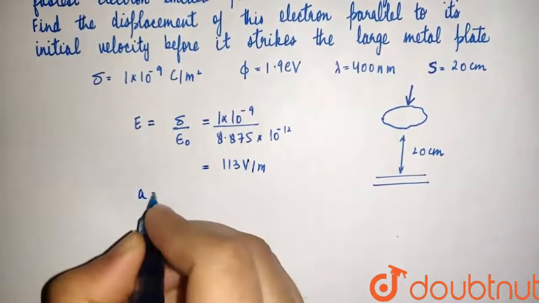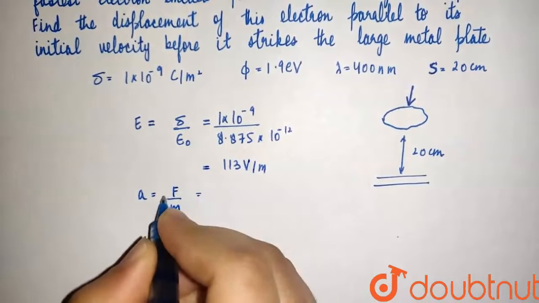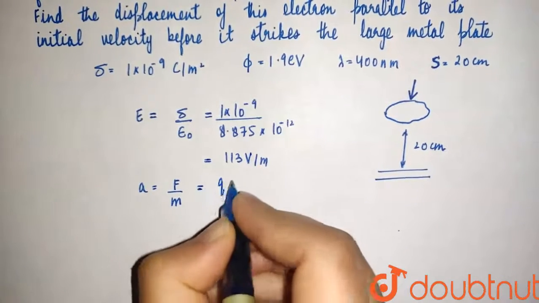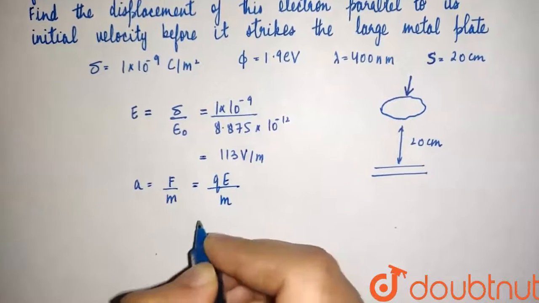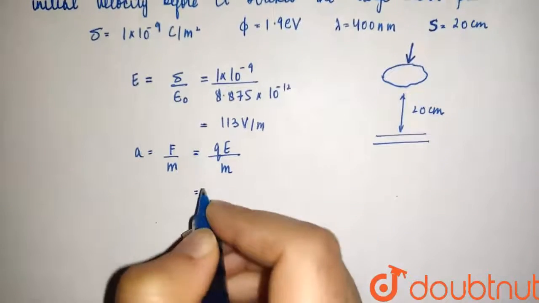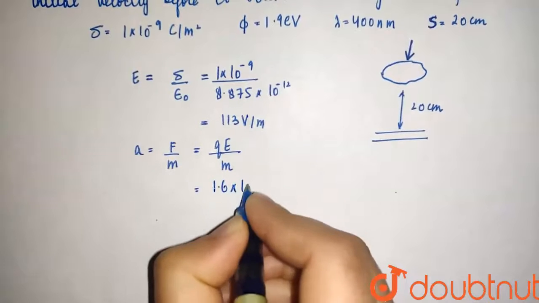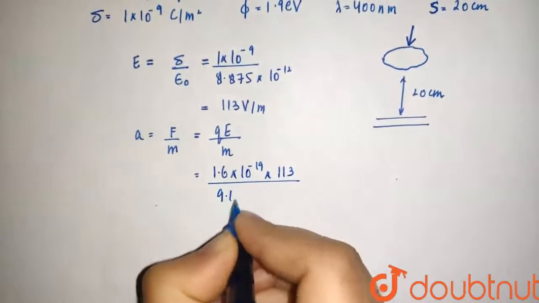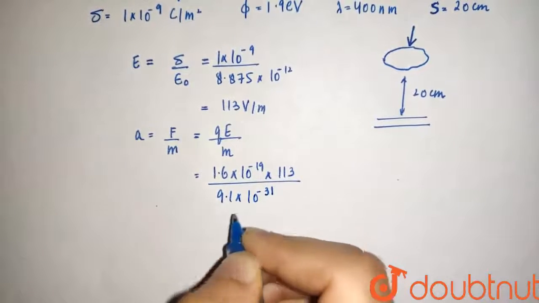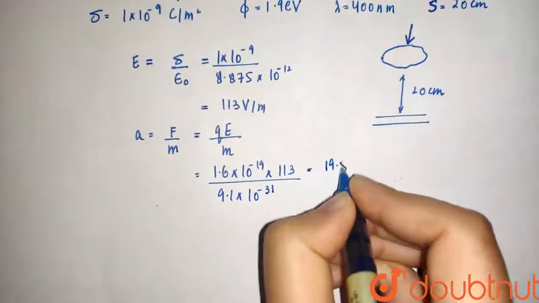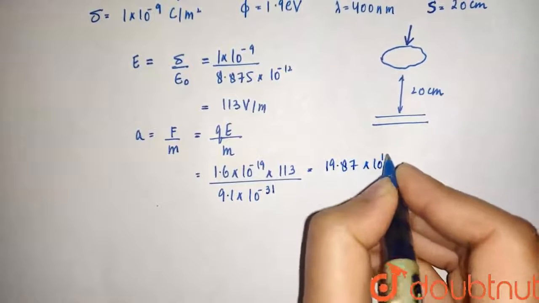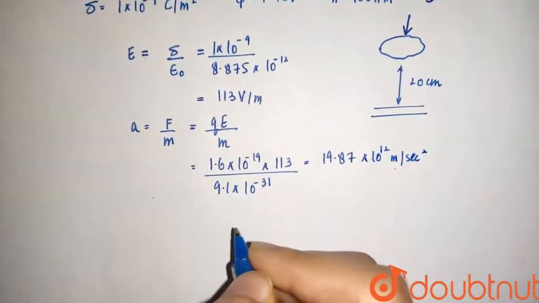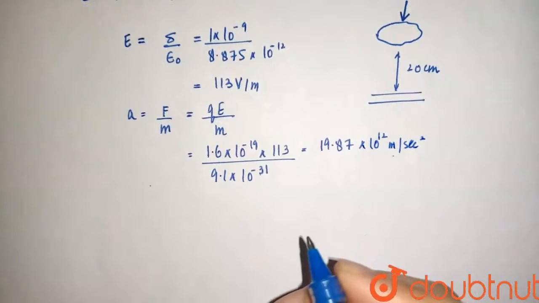Now acceleration is equal to F by m. Force on this electron will be Q, charge of electron, into electric field, divided by m, mass of electron. Charge of electron is 1.6 into 10 to the power minus 19. E is 113. Rest mass is 9.1 into 10 to the power minus 31, right? That is equal to 19.87 into 10 to the power 12 meter per second square. This is our acceleration. Now we need to calculate the time, right?